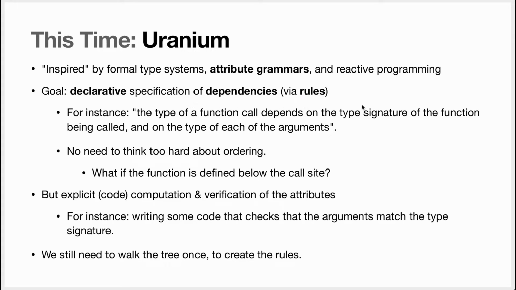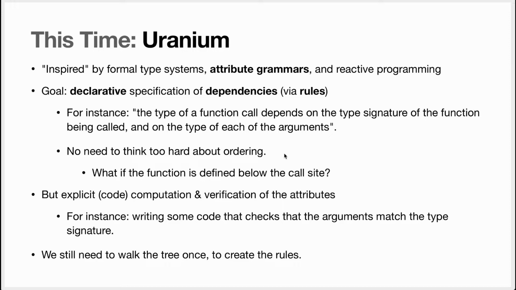What do I mean by specification of dependencies? For instance, I want to say the type of a function call depends on the type signature of the function and the type of each of the arguments. So that's a dependency between the type of the function call and the type of the declaration of the function and the arguments. It's declarative because we don't want to think too hard about ordering.